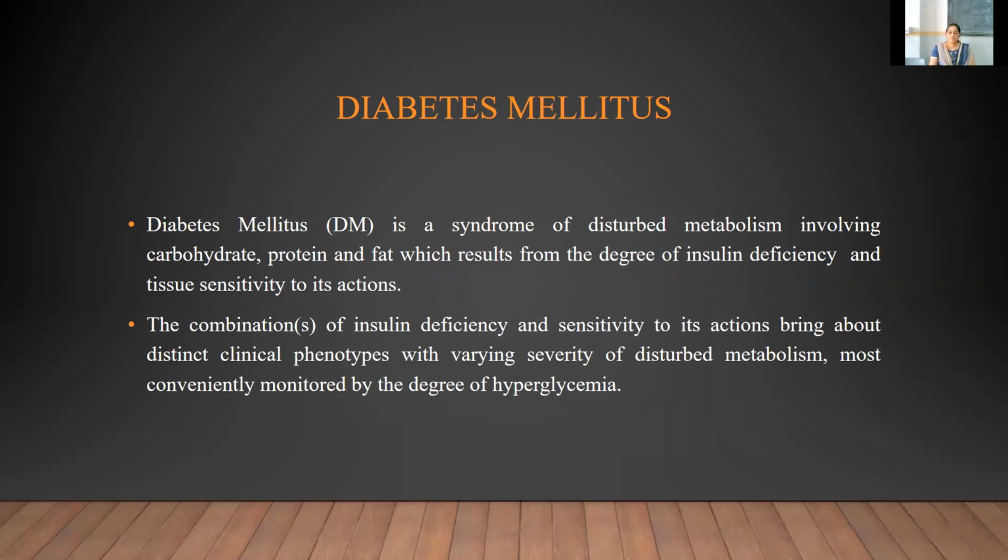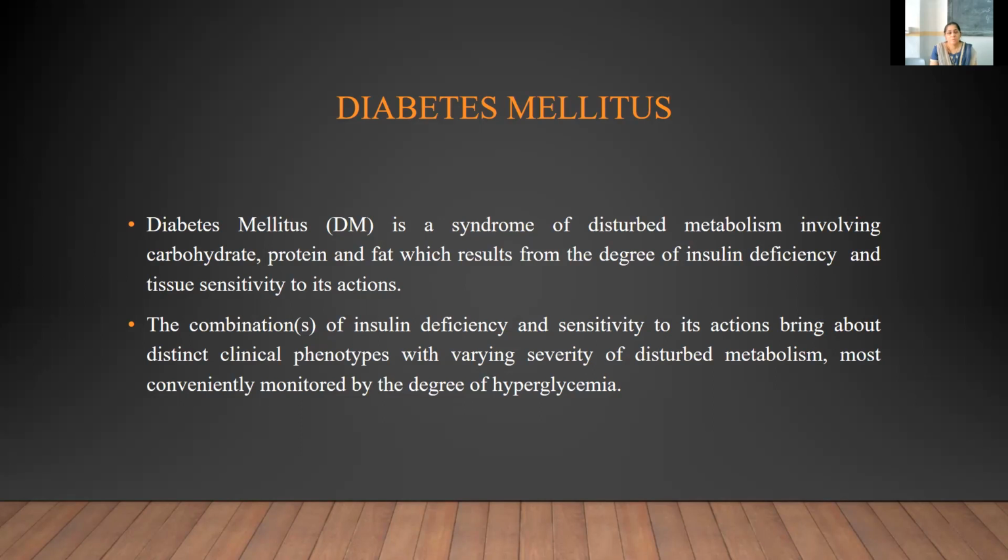So having given an introduction to hypoglycemia and hyperglycemia, you can understand it much better. Diabetes mellitus, in short called DM, is a syndrome of disturbed metabolism involving carbohydrate, protein and fat. Majorly it affects the metabolism of carbohydrate, but it also affects protein and fat. It results from the degree of insulin deficiency and tissue sensitivity to its action.